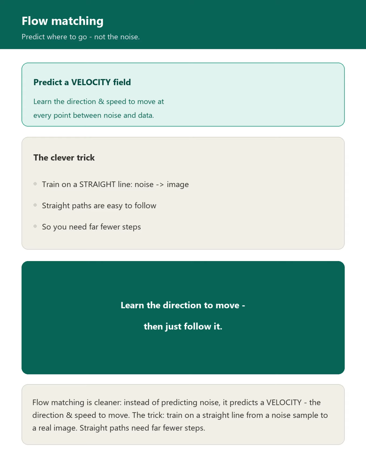Flow matching is cleaner. Instead of predicting noise, it predicts a velocity, the direction and speed to move at every point in time. The clever trick is to train on a straight line between a noise sample and a real image. Straight paths are easy to follow, so you need far fewer steps.